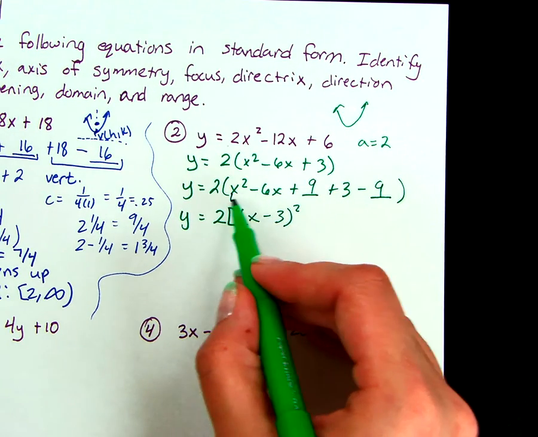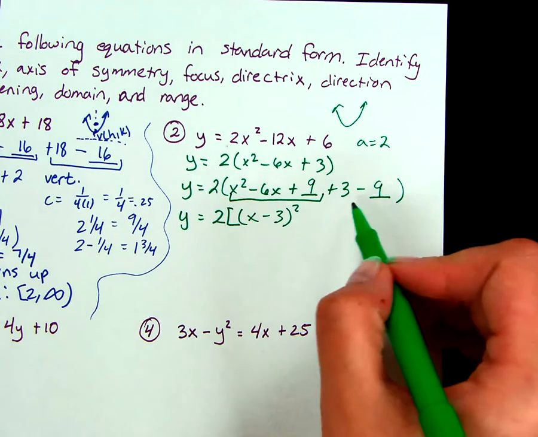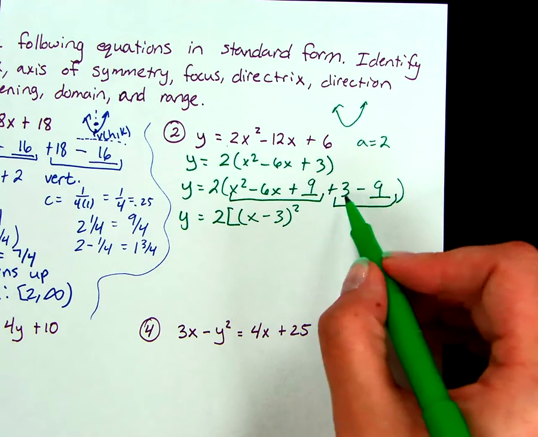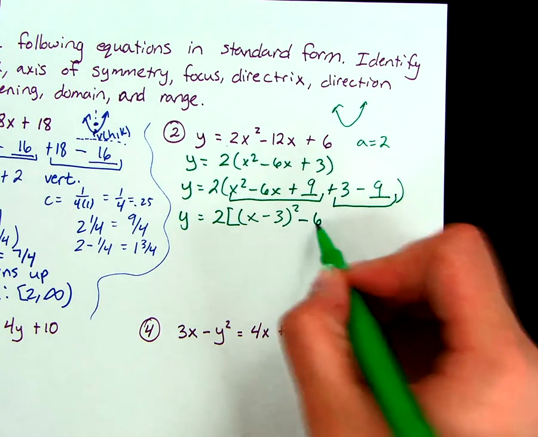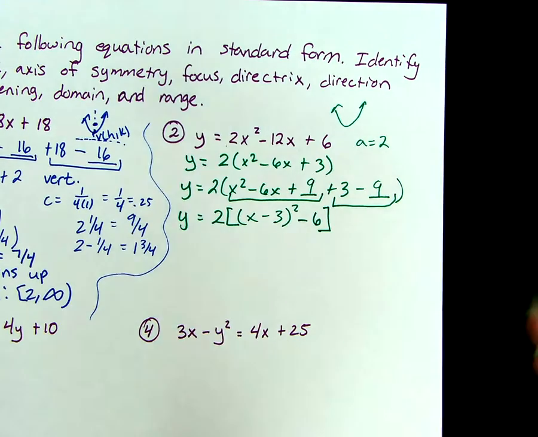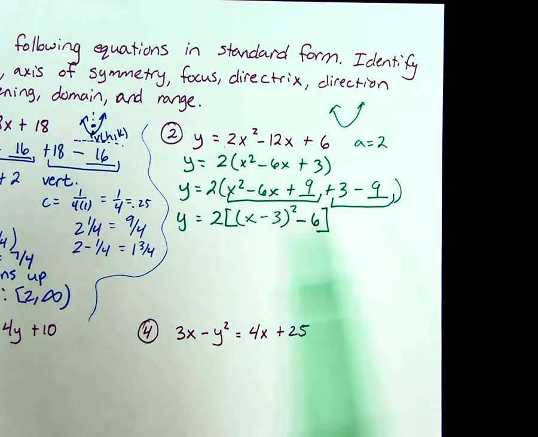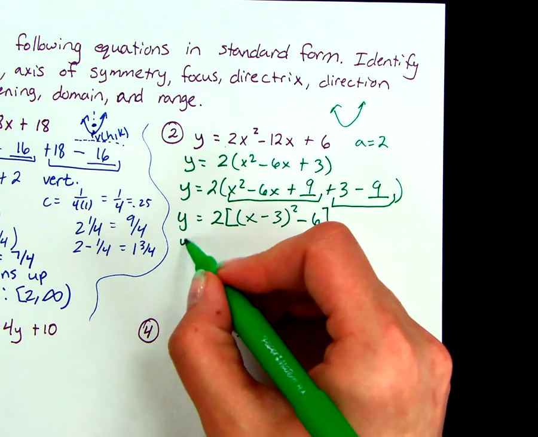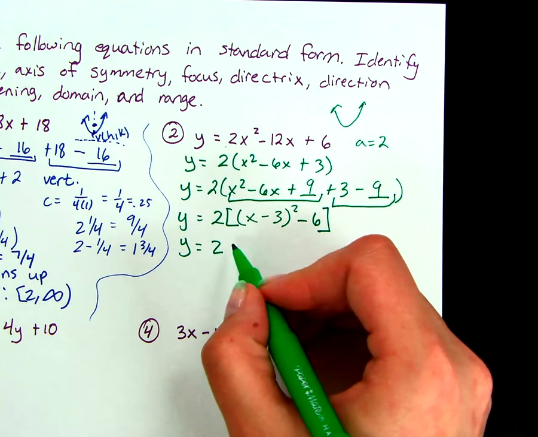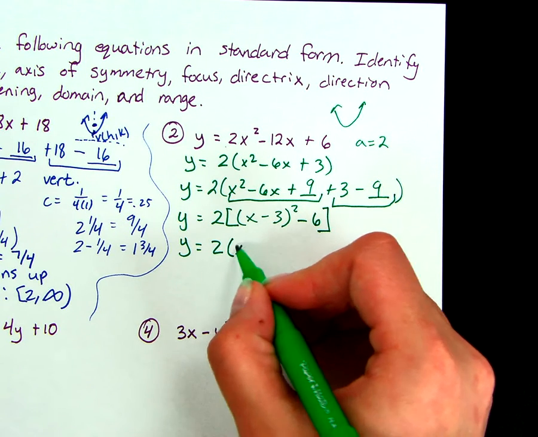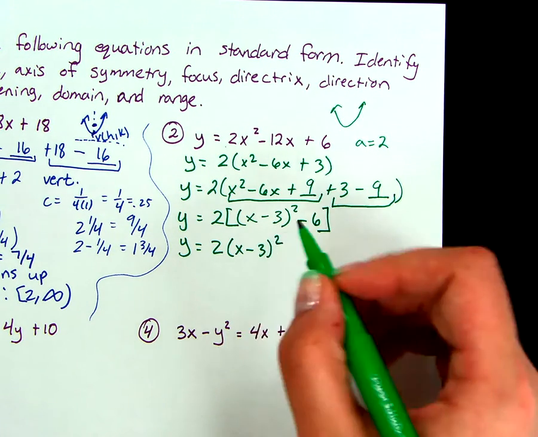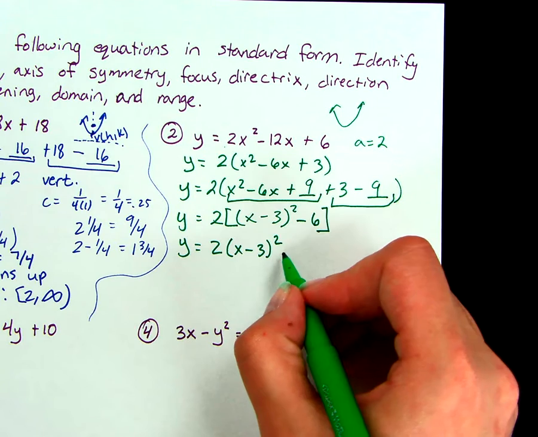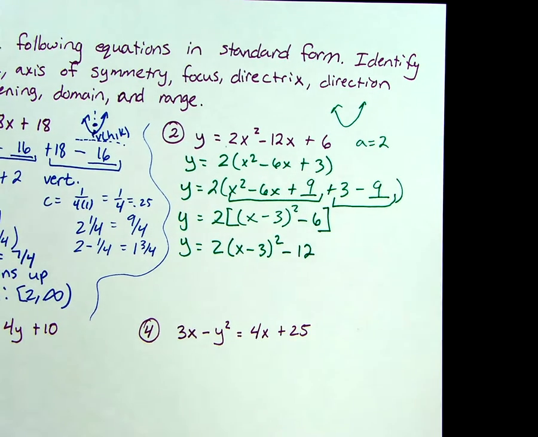And we've already factored these first 3 terms. So now we have to combine the last 2. So 3 minus 9 is negative 6. And then because we factored out the 2 at the beginning, we have to remember to distribute it back in at the very end. So that will give us 2, and then in parentheses, x minus 3 squared. And then 2 times negative 6 will be negative 12. So that's the equation that we're going to be working with this time.